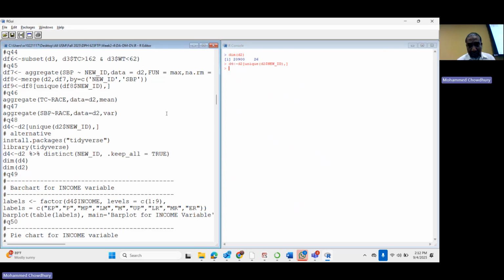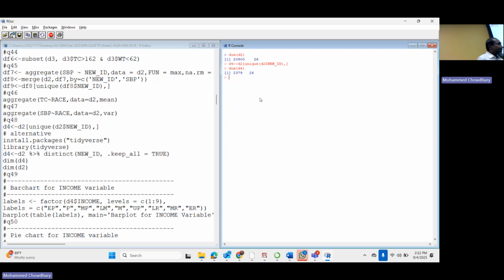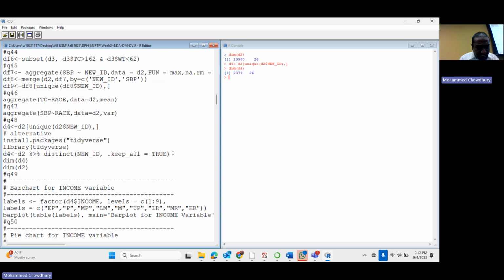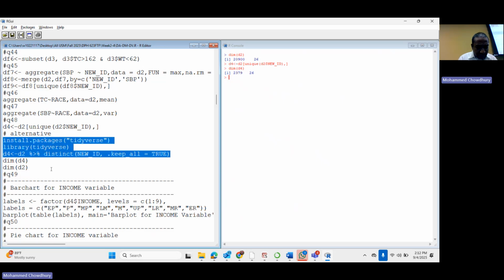Now take a look at this one. If you take a look at the dimension of D4, 2,379. So what I did in problem number 48, from the original D2 data, I want to take unique ID. That means if a person appears more than one time, I want to select just one time. Okay, that could be it. This could also be done by using these packages, but they are the same. We can also use these things.